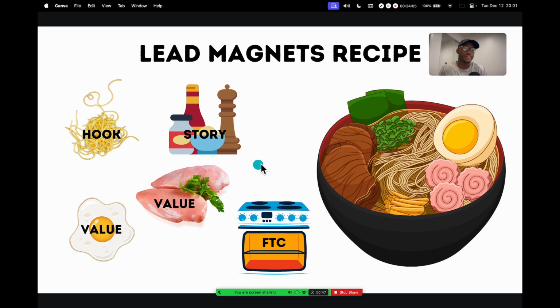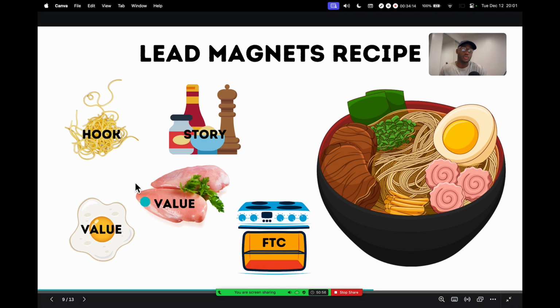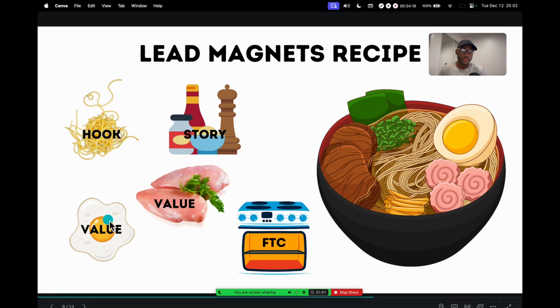Okay, so this is what a lead magnet is made of. Make sure you have a good hook to hook people and make them interested and talk to the right person. Make sure you provide what it is you're actually mentioning in the hook.